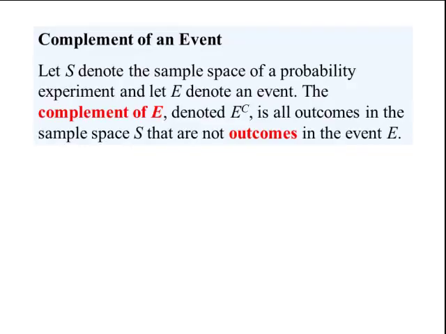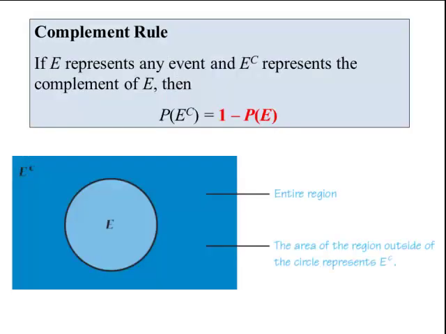Lesson objective number 3. The complement of an event. Let S denote the sample space of the probability experiment, and let E denote an event. The complement of the event E is all the outcomes in the sample space that are not outcomes in event E. Let's look at a picture. This is what the Venn diagram would look like. Here is the probability of event E. This would be the complement, everything that is not an E. This is our formula. Probability of the complement of E is equal to 1 minus the probability of E.